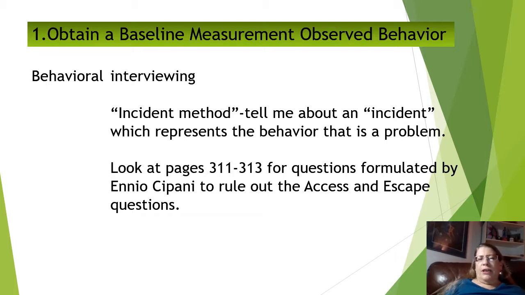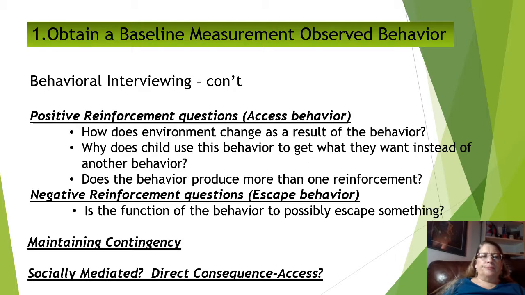If you look on pages 311 through 313 in your functional behavioral assessment book, he actually gives you questions that help you rule out whether they're escape or access problems. And then you're also wanting to find out, of course, through your positive reinforcement questions, how much of this is access behavior. How does the environment change as a result of the behavior? What does everybody do after the child has done this behavior? Why does the child use this behavior to get what they want instead of something else? And what has this child tried to do that didn't work?